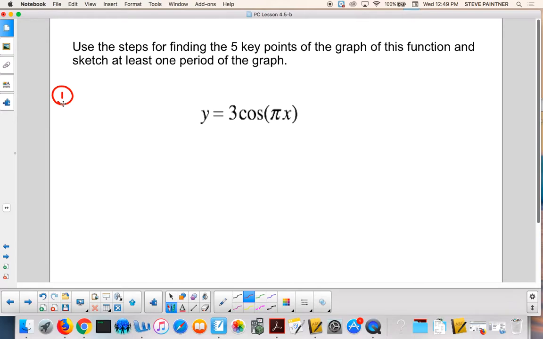Find the period. Okay. Well, the period is always going to be 2 pi divided by b. Well, that's 2 pi divided by, where's the b? Pi. It's the number times theta.